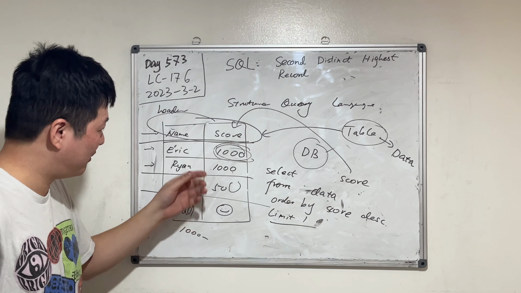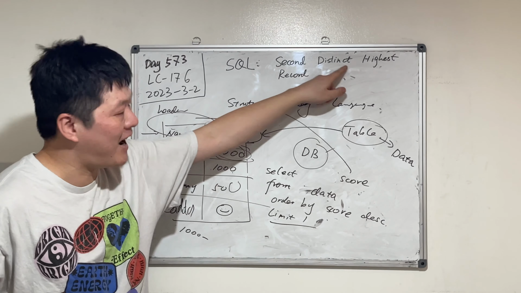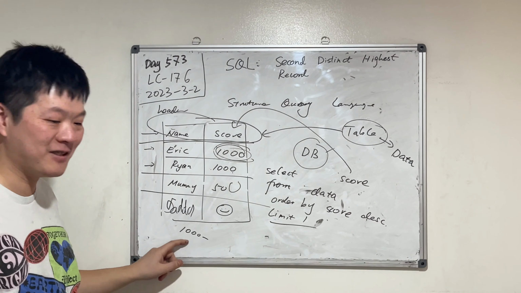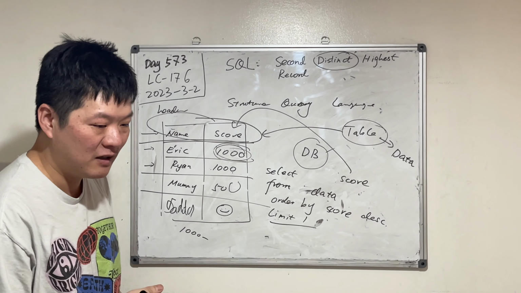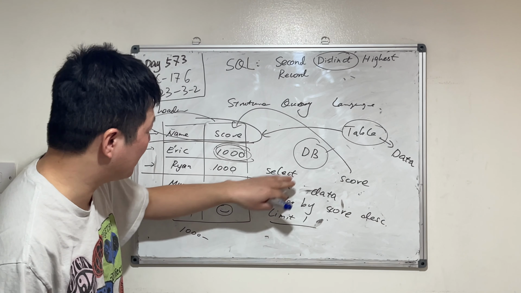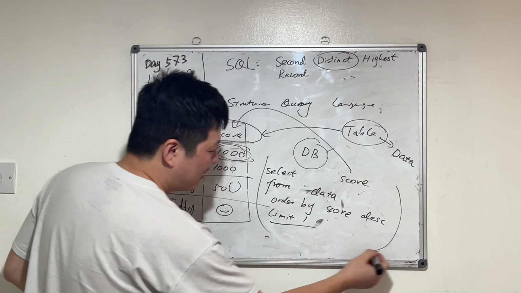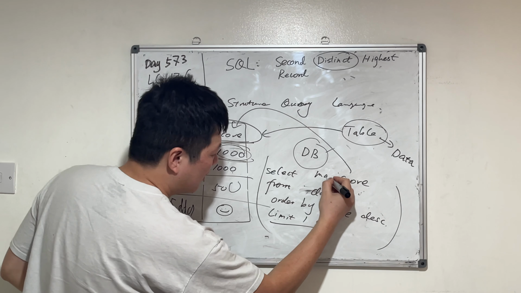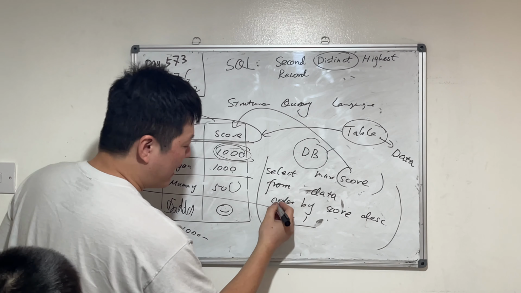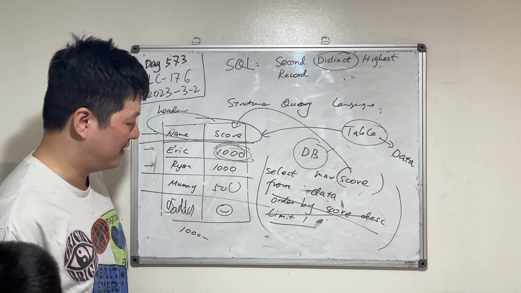I already told you how to get the highest, which is 1,000. And then you can do this again, but filter out 1,000, because I said distinct. 1,000 could have multiple records. How do you get the highest? Select score from data order by score, or select max score from data, and we don't need to sort.